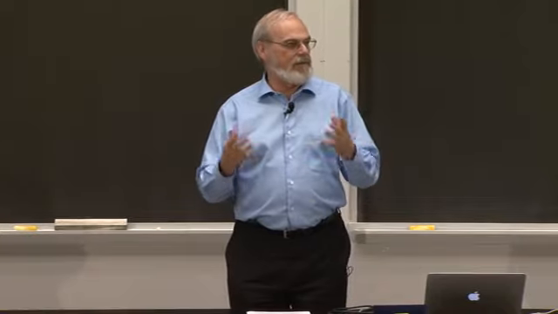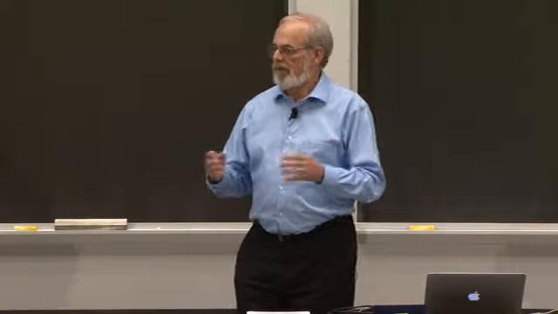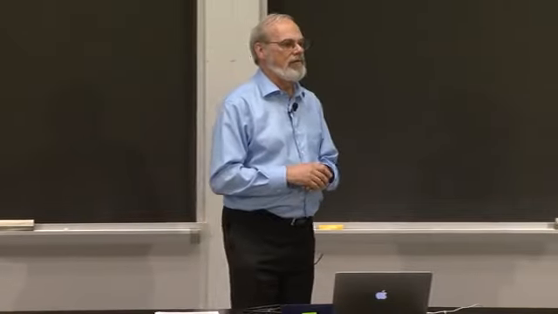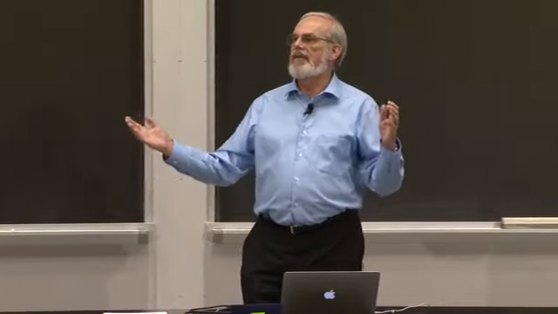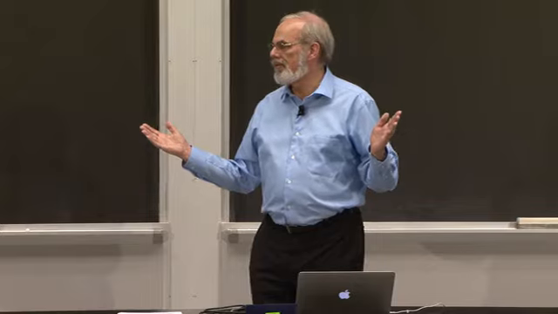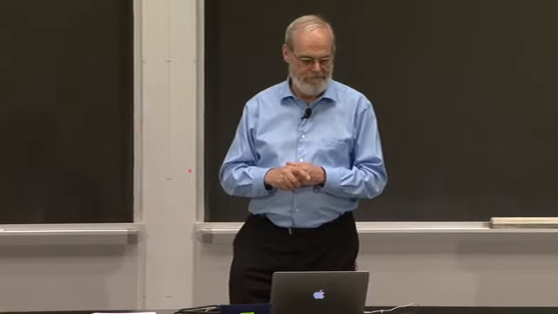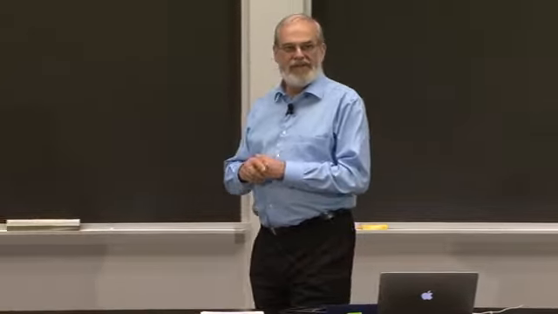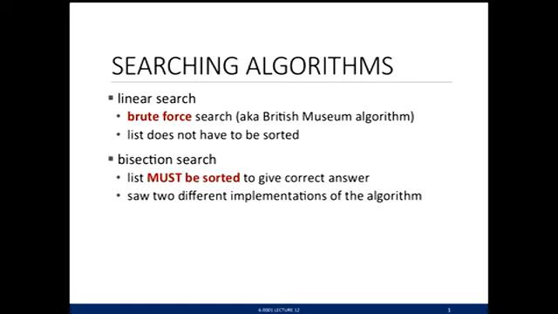What we saw is that the worst case behavior is linear. In the worst case, the element's not on the list, I got to look at everything. So it's going to be linear in terms of complexity. And then we looked at bisection search, where we said the list needs to be sorted, but if it is, we can actually be much more efficient because we can take advantage of the sorting to cut down the size of the problem. And I'll remind you about both of those.